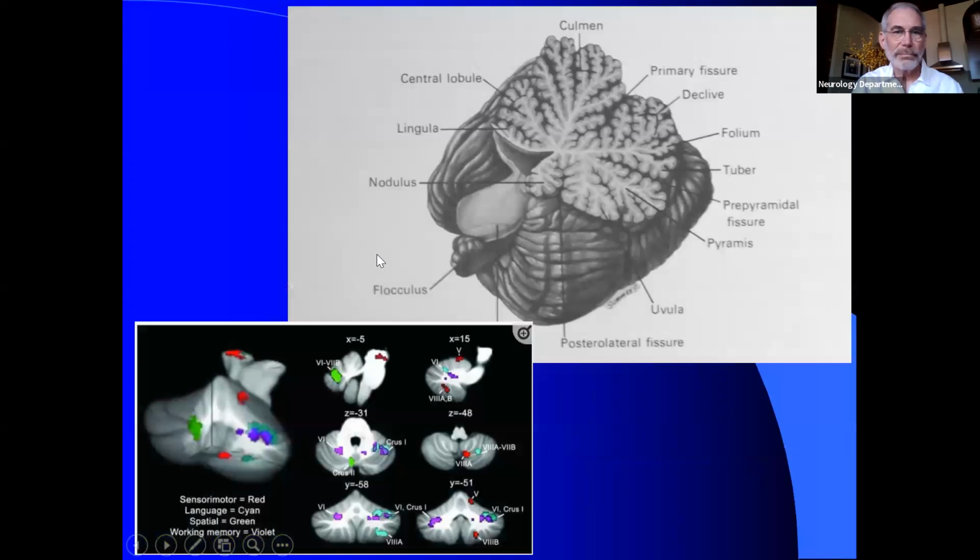Here, I put this picture in here. I found this nice one just yesterday. Here's some MRI data, and you can see some of the areas of the lateral hemispheres which are involved in spatial orientation and language, and things like working memory, as well as sensory motor pathways in the paramedian portion of the cerebellum. I put this up there, and you can look at this at your leisure.